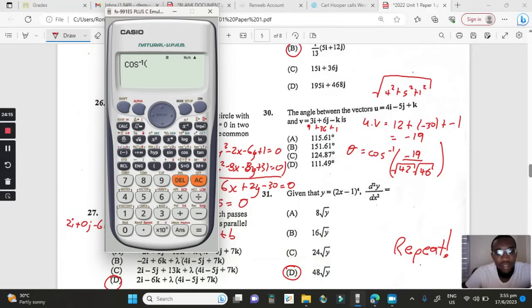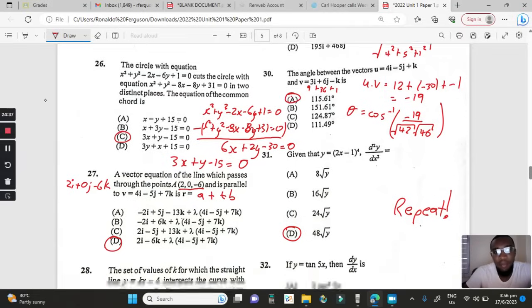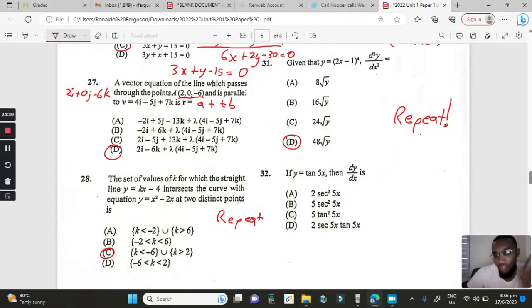Now put this in the calculator. So cos inverse of negative 19 over square root of 42 times 46. Put in the calculator. And we have 115.61 degrees. Option A. Number 32, when you differentiate tan, you get sec squared. So I think that one was fairly obvious. There it is, we differentiate tan, we get sec squared.